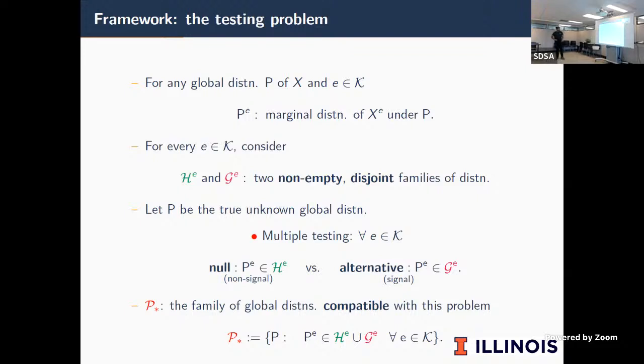And for the sake of theory, let's say P star is the family of global distributions compatible with this problem. That means all the global distributions P where, for every unit E, P_E is in either H_E or G_E, either a non-signal or a signal. So is this clear up to this point? Okay.